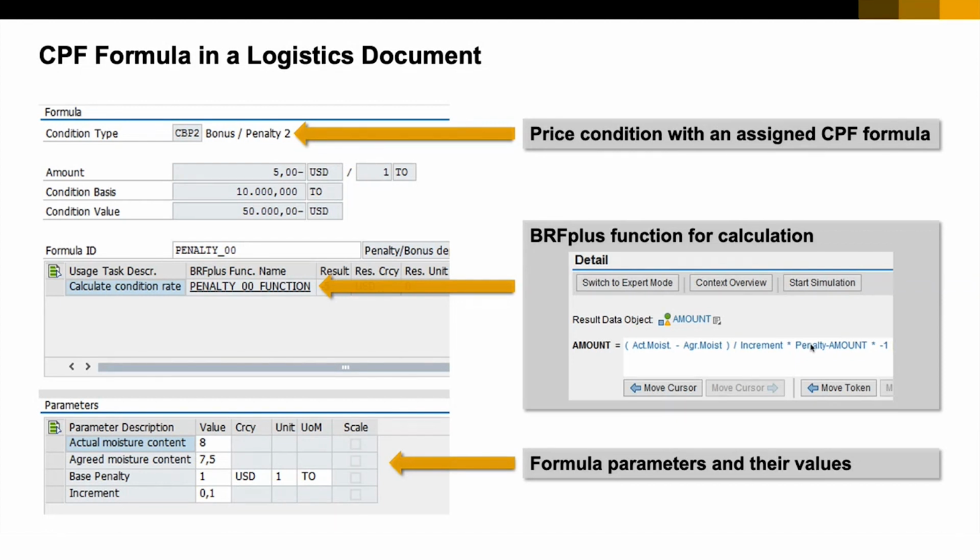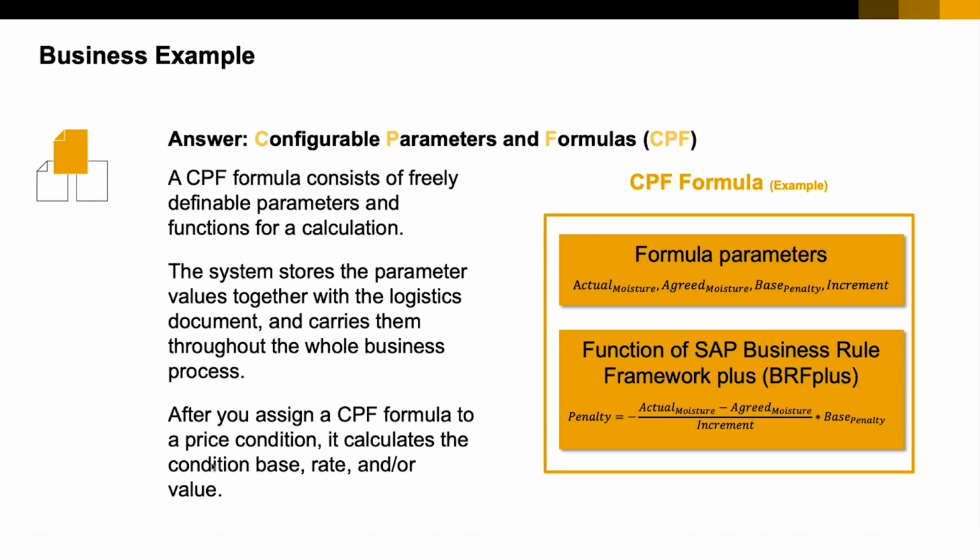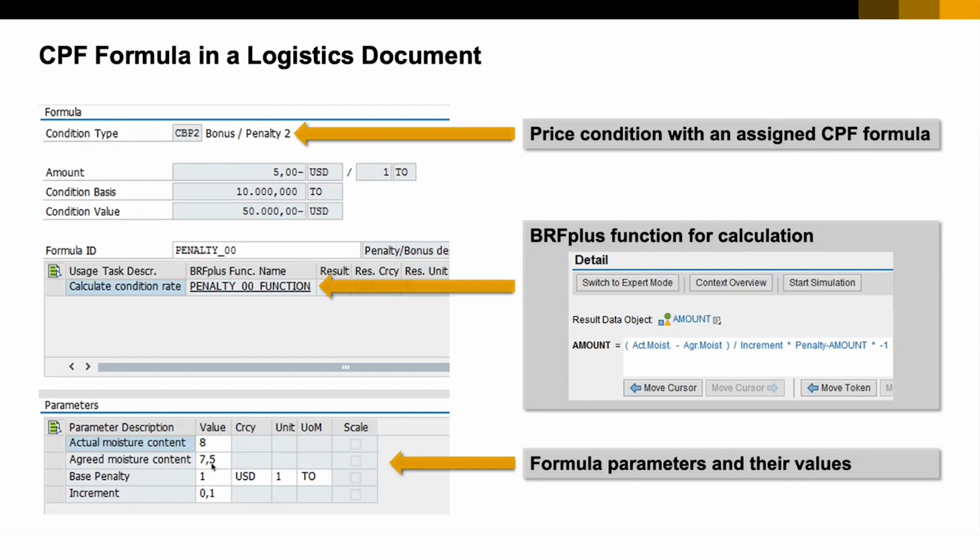This is similar to the way we do it in even some of the scenarios on the financial side. So based on these values here, and the quantity, of course, this amount, the final value is $5. In this case here, the agreed moisture content was 7.5, but the actual moisture content of the delivered product or the final product was 8. So based on the increments and the base penalty, this value was derived.